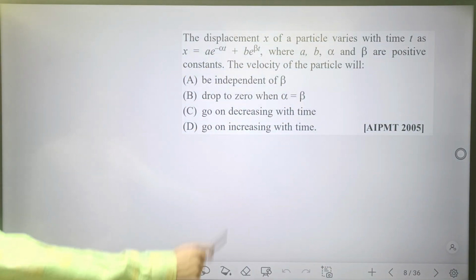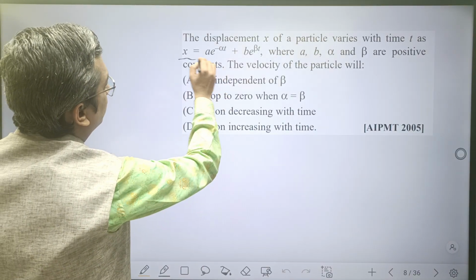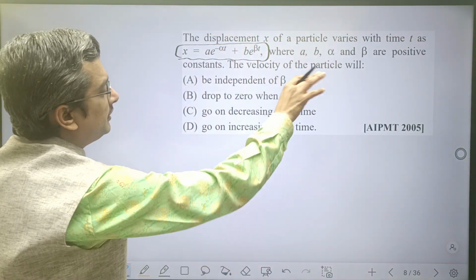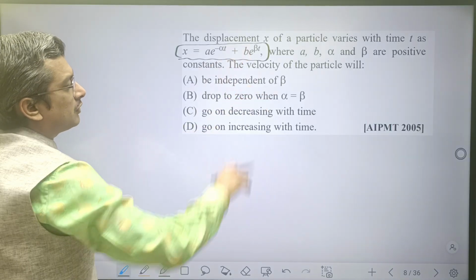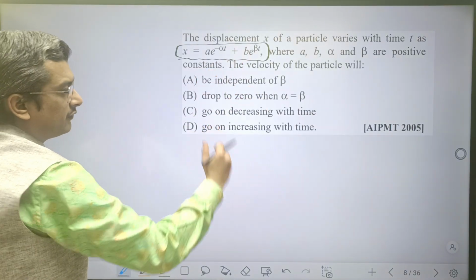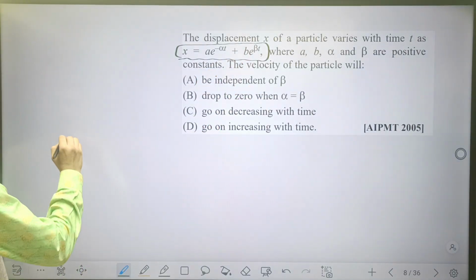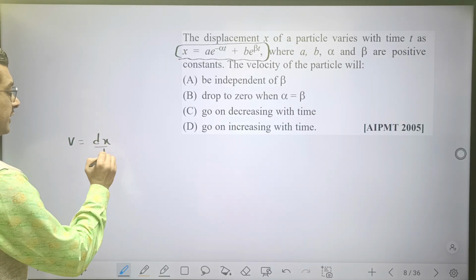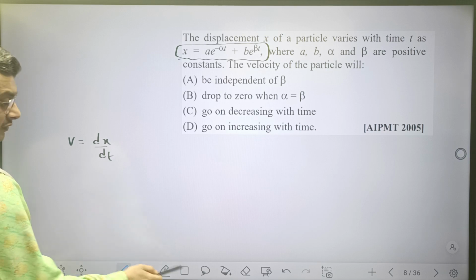The displacement x of a particle varies with time. So this is the expression given for displacement, isn't it? Where alpha, beta, all these values are positive constants. The velocity of the particle will be, now we have four options. So it is better if you find the expression for velocity. As you all know, v is given by dx by dt. So I am writing the expression for it here.